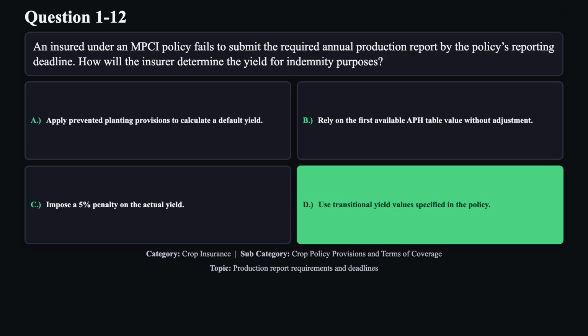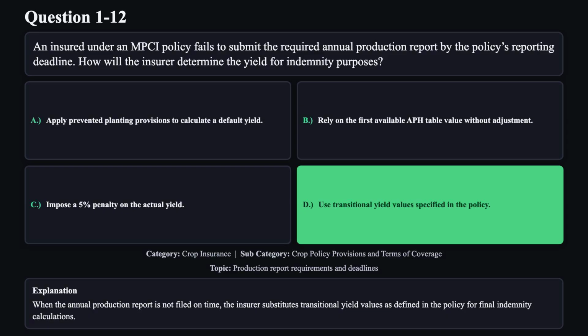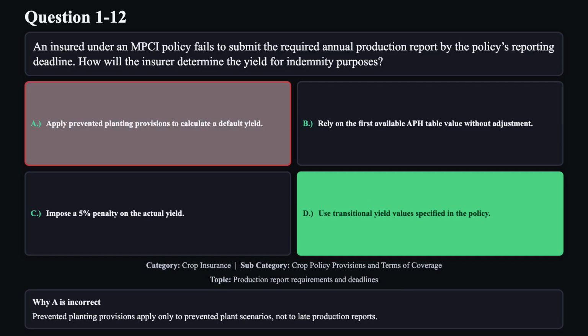The correct answer is D. When the annual production report is not filed on time, the insurer substitutes transitional yield values as defined in the policy for final indemnity calculations. Reason A is not correct. Prevented planting provisions apply only to prevented plant scenarios, not to late production reports.